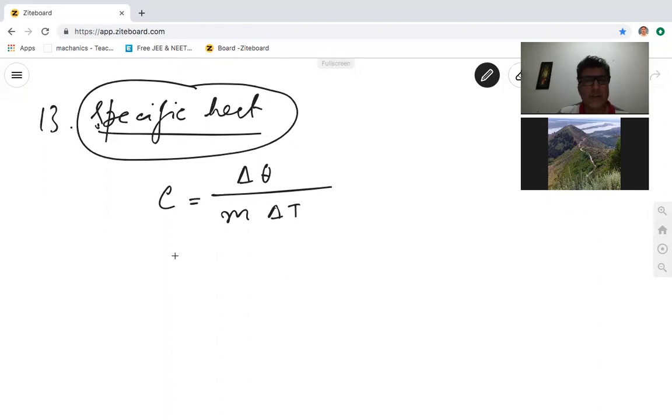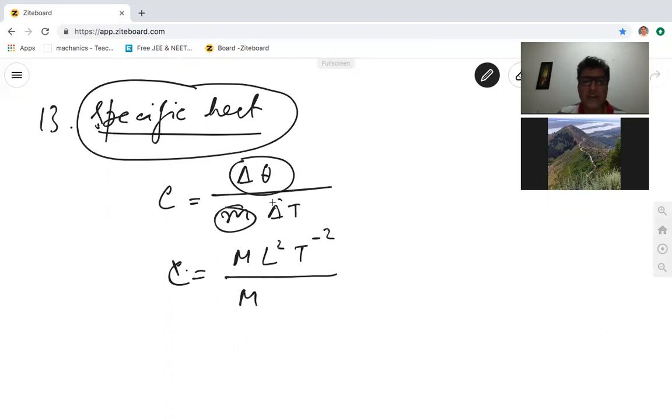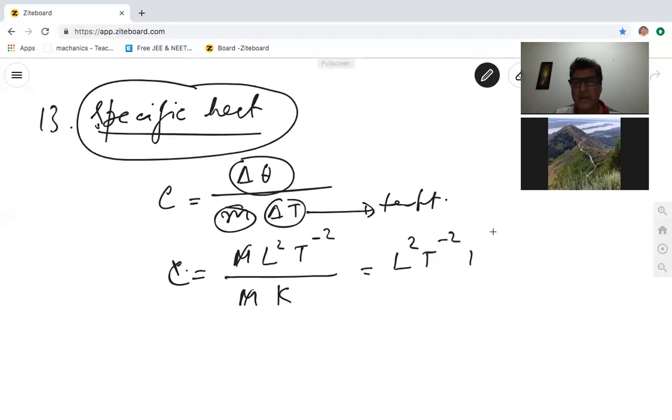Have a look. It is C equal to, this heat added to the system is nothing but energy. So we can write M L2 T minus 2. And here it is mass, it is M. It is temperature here. It is not delta T. It does not stand here for time. It stands for temperature. So you must keep your wits about you. It is K, Kelvin. So this cancels off from here. So it is L2 T minus 2 K minus 1.